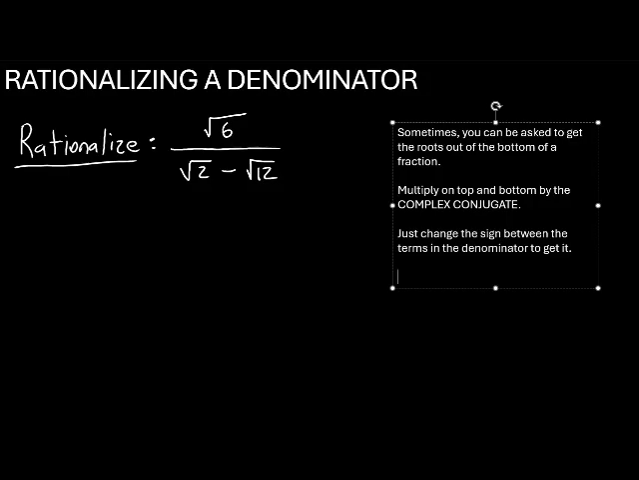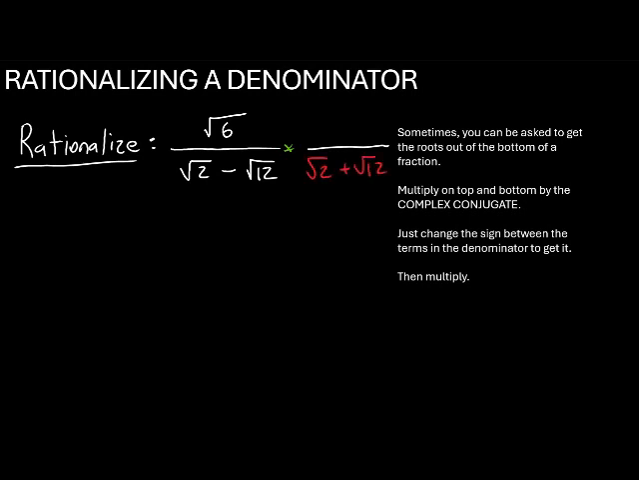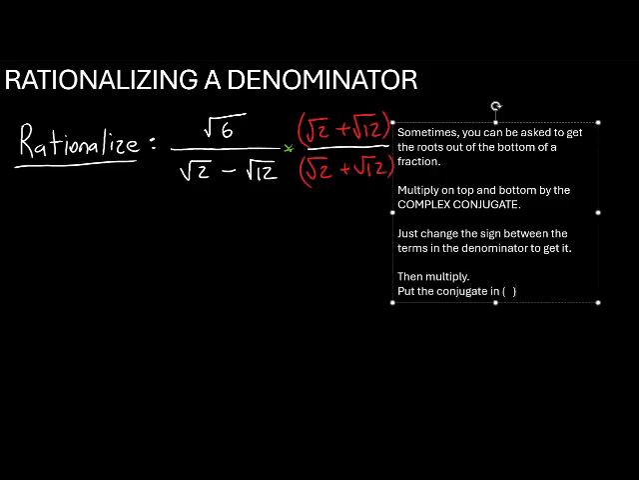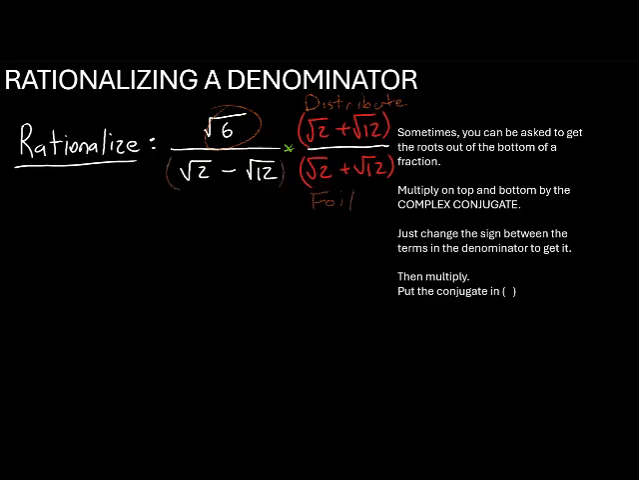Once you know what your complex conjugate is, now we'll multiply. So we will write times root 2 plus root 12 on the top and bottom. We'll put both of those in parentheses also. On the top, we're going to distribute because we have a monomial times a binomial. On the bottom, we're going to use the FOIL method because we have a binomial times a binomial.